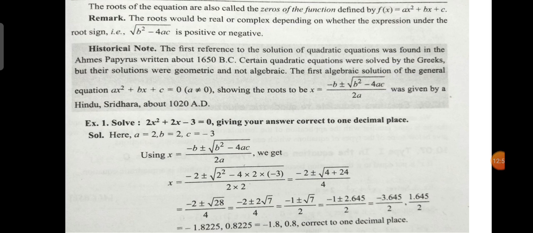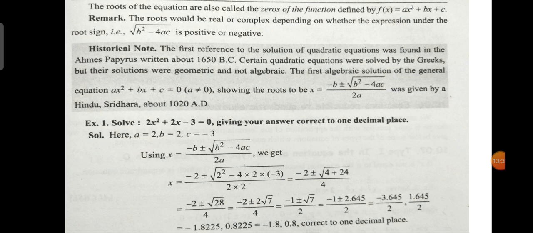And what is root 7? It is 2.645, and when we add minus 1 and subtract from minus 1 we will get 2 answers, because it is plus or minus, so we get 2 roots for that equation. Minus 1 plus 2.645 by 2, that is the first root. The second root is minus 1 minus 2.645 by 2.